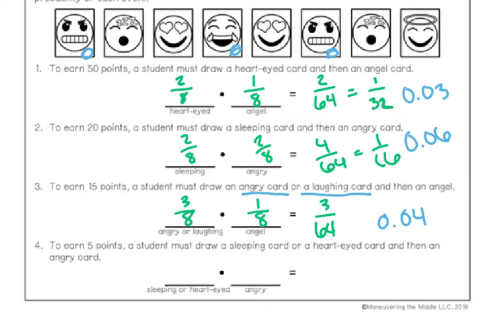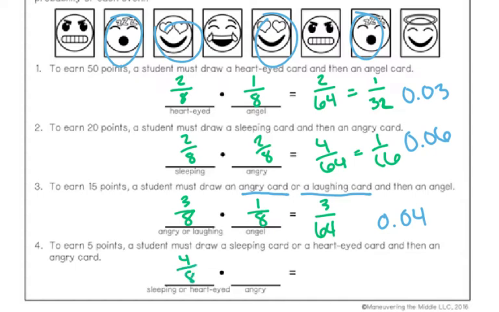The final question says, to earn 5 points, a student must draw a sleeping card or a heart-eyed card, and then an angry card. So again here, we're okay with, in our first draw, getting either sleeping or heart. When I look up here in the set of cards, there are 2 sleeping cards and 2 heart cards. We still have a total of 8 cards, so for my first draw, I have a 4 out of 8 chance of getting a card that I need.